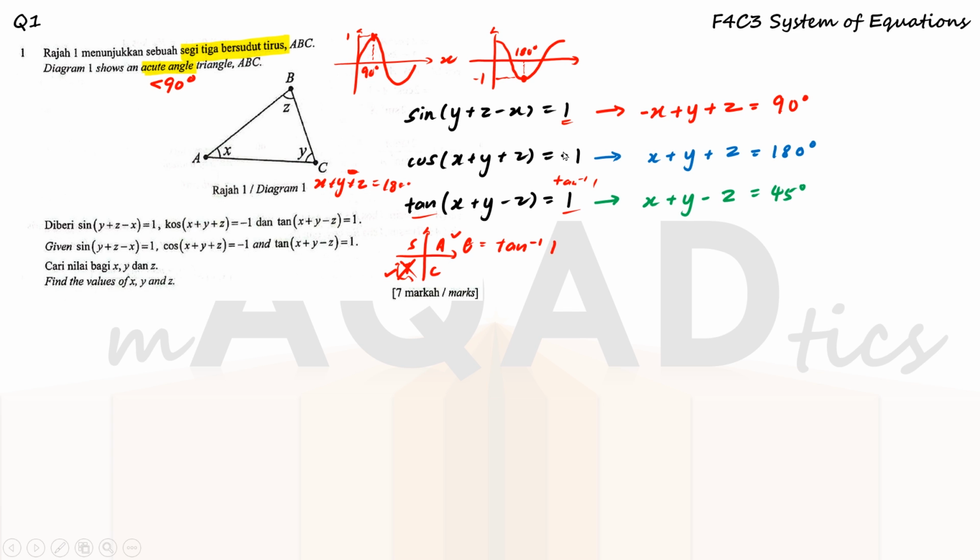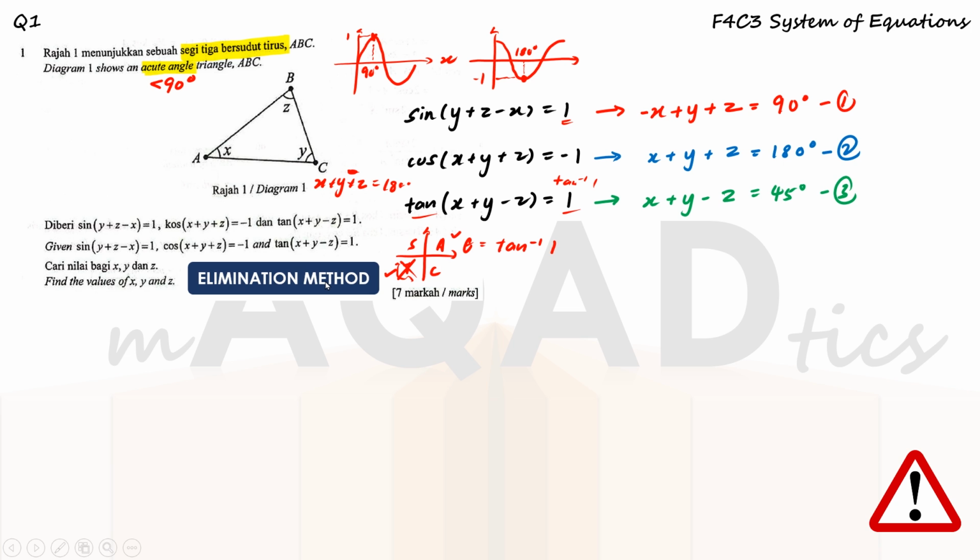Alright, so now going back to the question, here we have 3 equations. So let's put them as 1, 2 and 3, and to solve this one we can use the elimination method. The reason is because, compared to the other method which is called the substitution method, this method will be much faster.